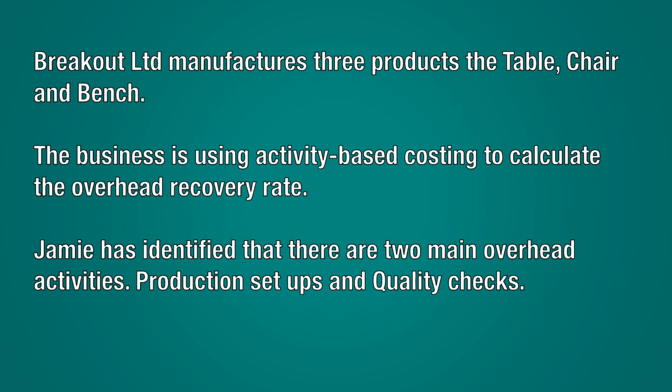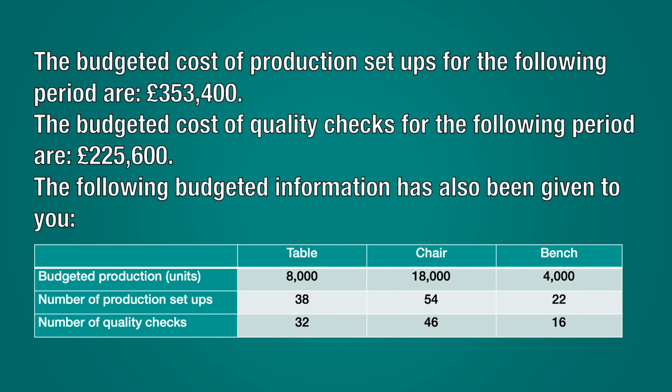Will-aat Limited manufactures 3 products: the table, chair, and bench. Will-aat Limited is using activity-based costing to calculate the overhead recovery rate. Jamie has identified that there are 2 main overhead activities: production setups and quality checks. The budgeted cost of production setups for the following period is $353,400, and the budgeted cost for quality checks for the following period is $225,600. The following budgeted information has also been given to you.